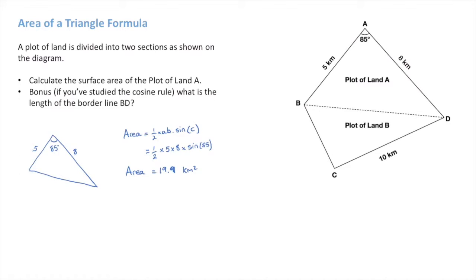Now, onto the bonus question. We're asked what is the length of the borderline BD? Well, still looking at this triangle here, BD is this side length here. And so in this triangle, again, we have two side lengths and the angle between them. And so we can use the cosine rule here.